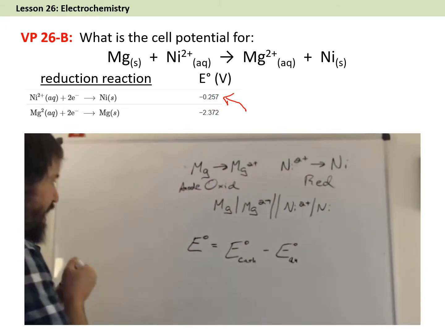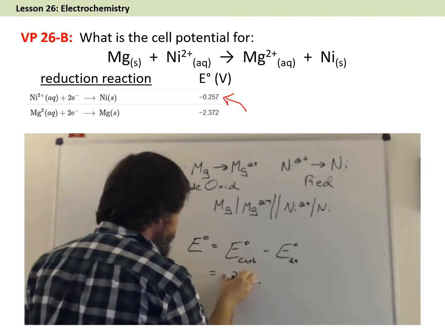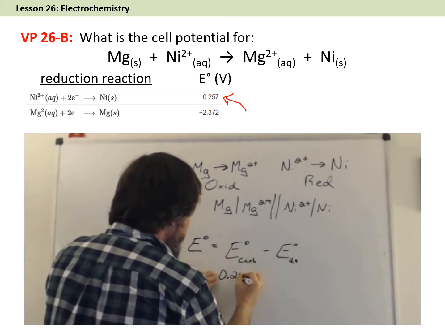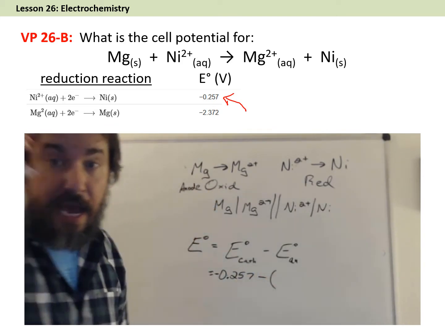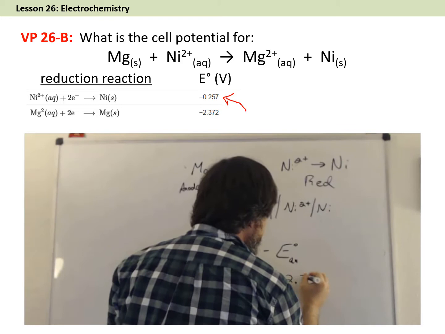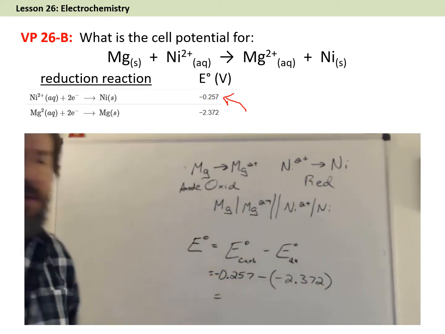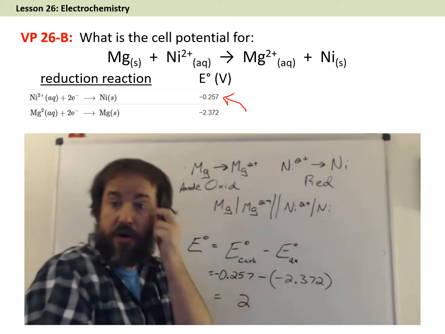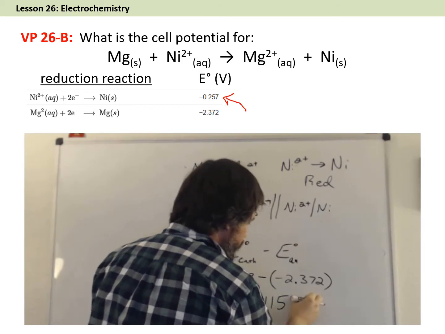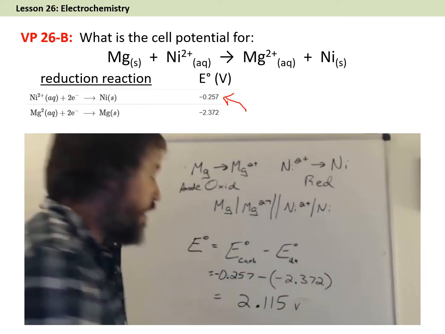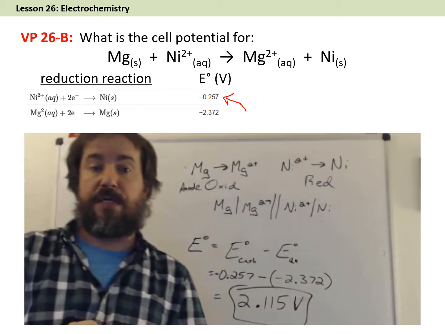So that's going to be negative 0.257 minus negative 2.372. This is going to end up giving me positive 2.115 volts. Okay, oops, it's capital E. All right, that is my cell potential.